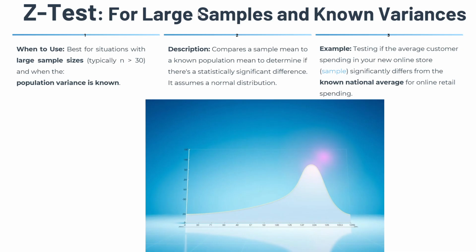Next, z-test. It is best for the situation with large sample size, which is typically greater than 30, and when the population variance is known. It compares a sample mean to a known population mean to determine if there are statistically significant differences. It assumes a normal distribution. For example, testing if the average customer spending in your new online store significantly differs from the known national average for online retail spendings.